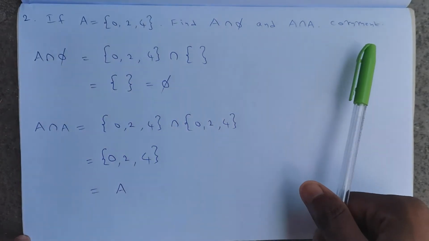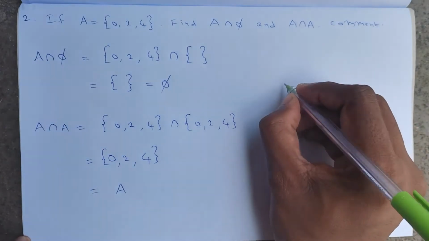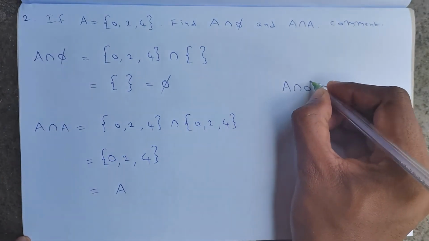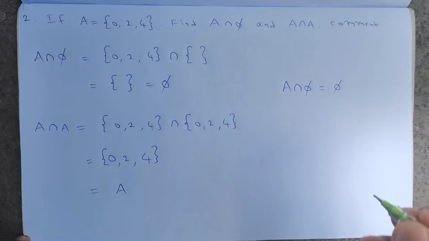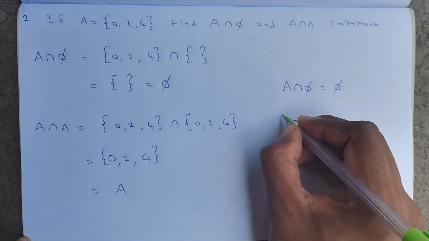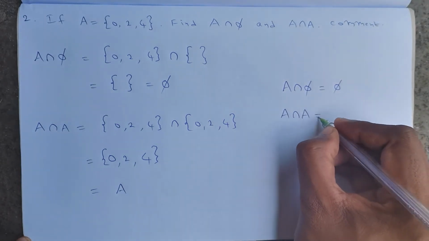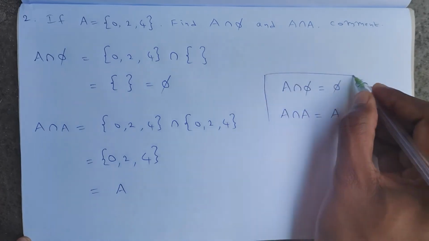So now they are asking to comment on this. A intersection empty set is nothing but the empty set, and A intersection A is equal to A.